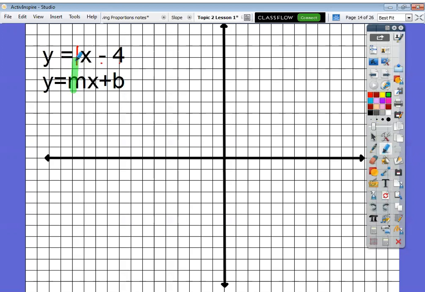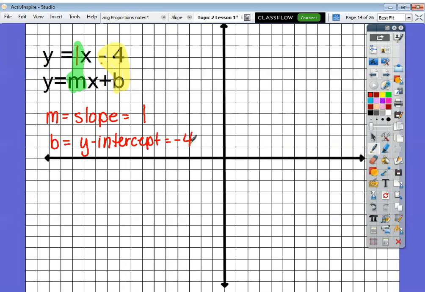So look, ready? Okay, this is my m value, and this is my y-intercept. Notice I took the negative with it because it should be a positive, but it's not. So my m, which is my slope, is 1. My b, which is my y-intercept, is negative 4. Now, let's graph this.